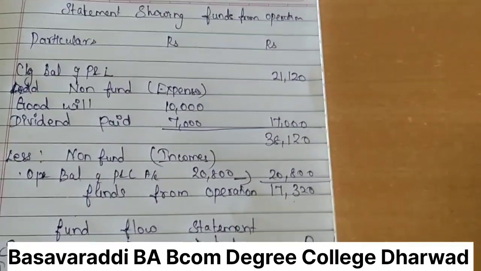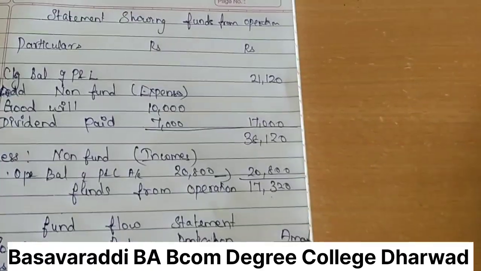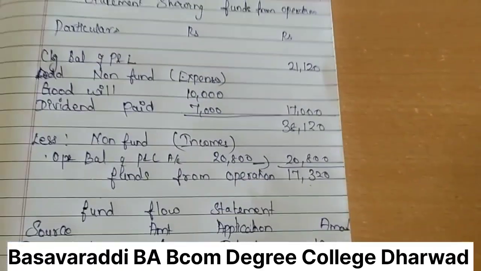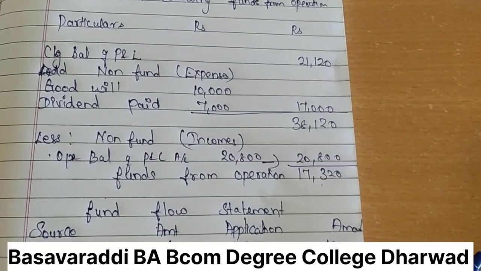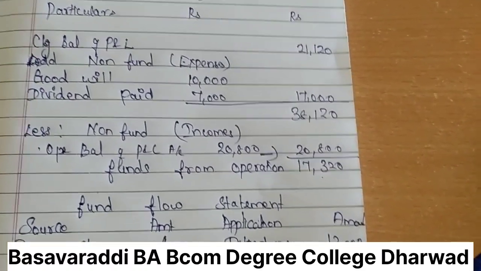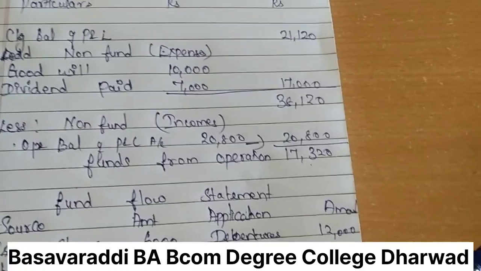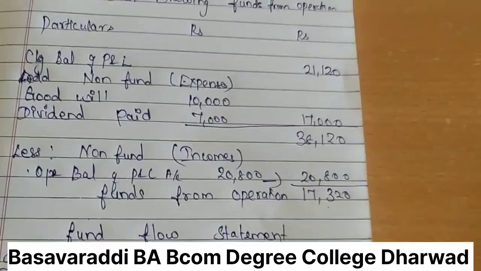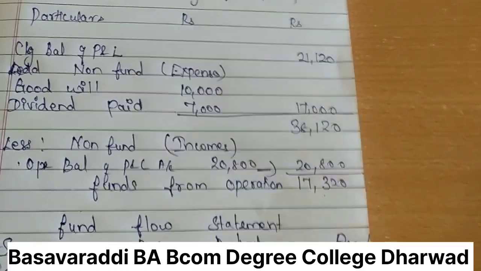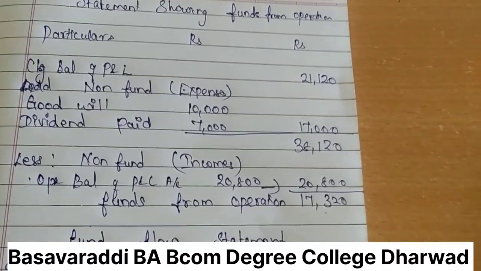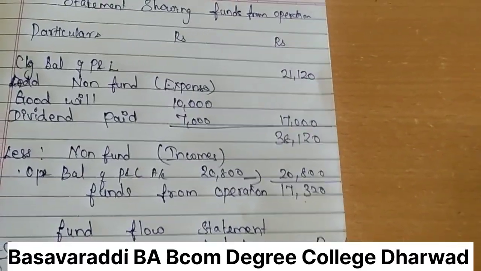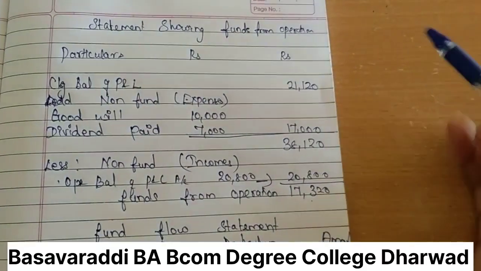The next one is you have to find out the fund flow operations. You know the format of the fund flow operation. Opening balance of profit, you have to add it, and closing balance of profit and loss account, you have to less. First one is closing balance of profit and loss account. In the outer column, enter the value.